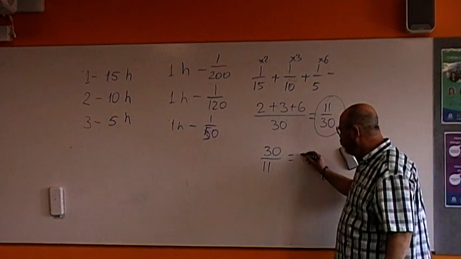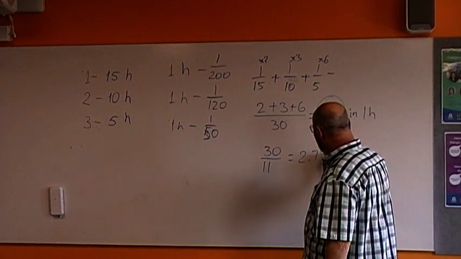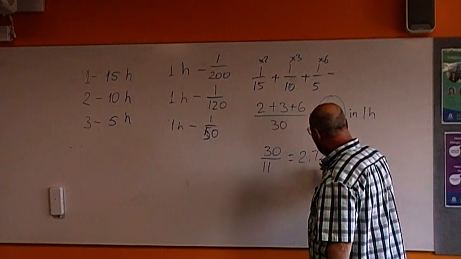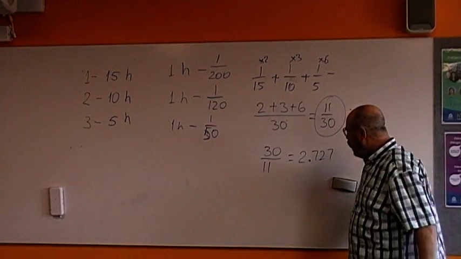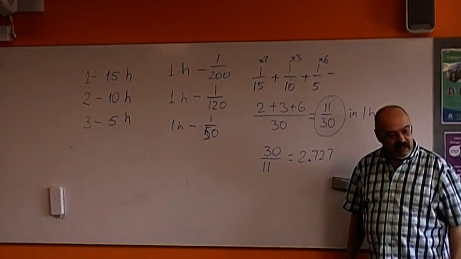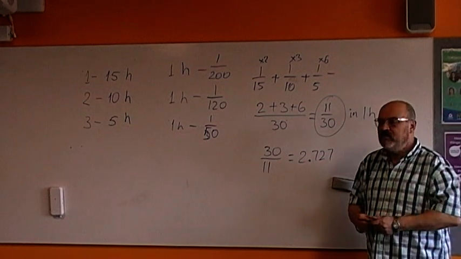It seems you have the same answer. 2.727 recurring. Okay, make sense?